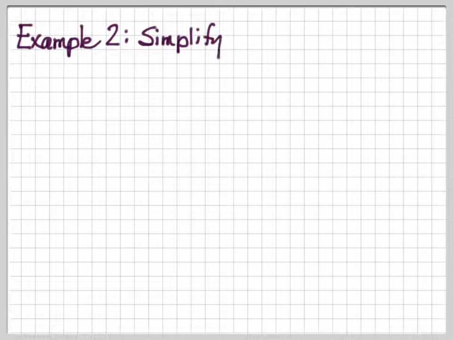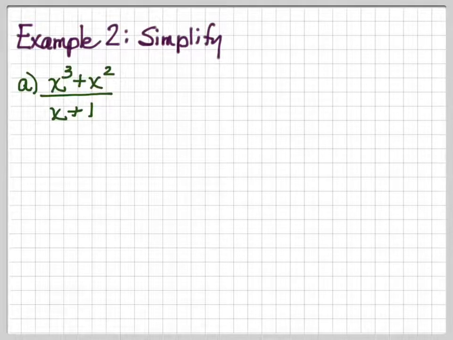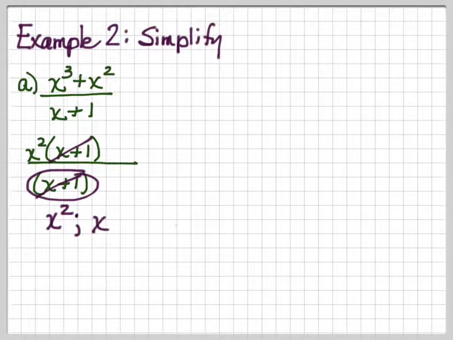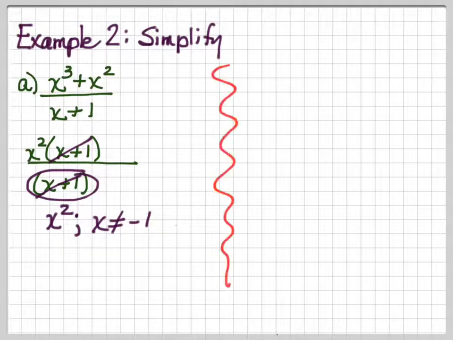Okay, so sample 2. Let's simplify this. X cubed plus x squared over x plus 1. First thing I'm going to do is factor. I'm going to pull out an x squared from the numerator. So I'll have x squared times x plus 1. And in the denominator, I still have my x plus 1. And notice I put parentheses around it. That's just to say that that's going to be one factor that we're going to deal with. And now I can cancel those two. So my answer is x squared. But also remember that x cannot be equal to -1.